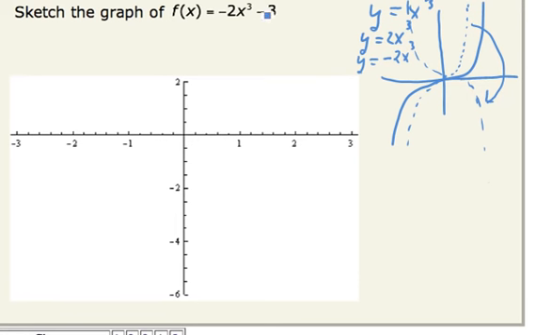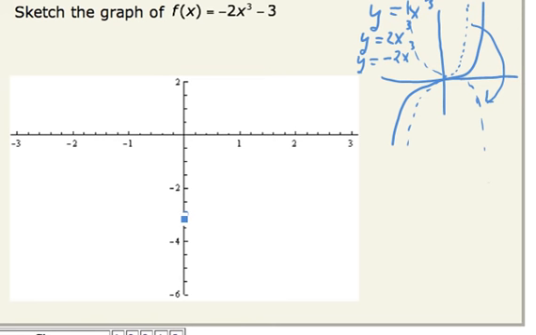Now I want to see the effect of the negative 3, and what it tells us to do is take the last graph we had and slide it down 3 units. So the point that used to be at the origin now is down 3 units, so it's going to be right here. The rest of the graph, every point has been slid down 3 units.